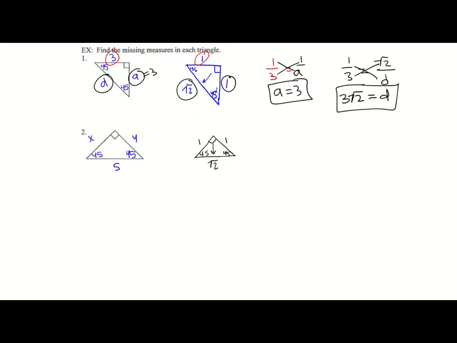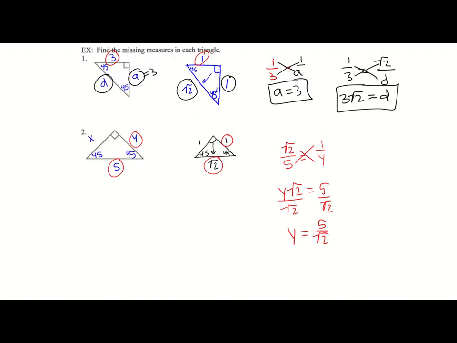So if I have square root of 2 over 5, I know that's going to be equal to 1 over y. Cross multiply, we get y times the square root of 2 equals 5. Now I need to divide by the square root of 2, and I get y equals 5 over the square root of 2.